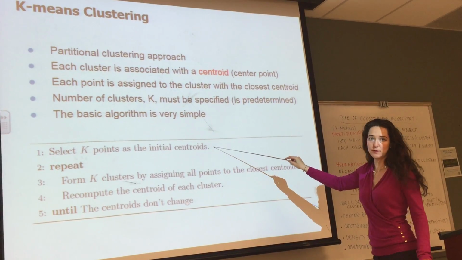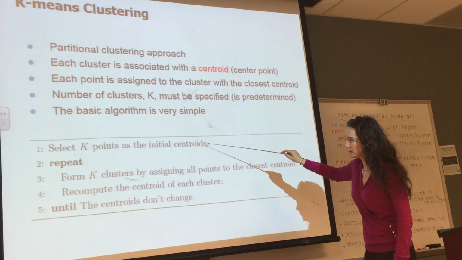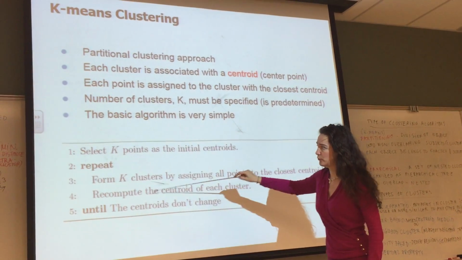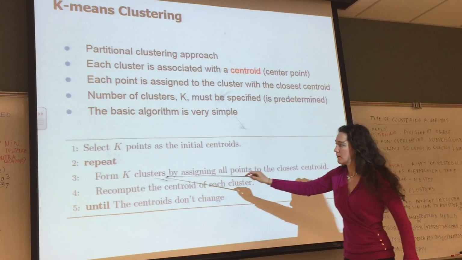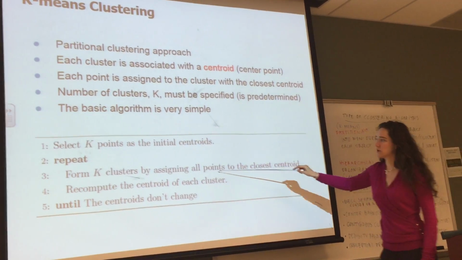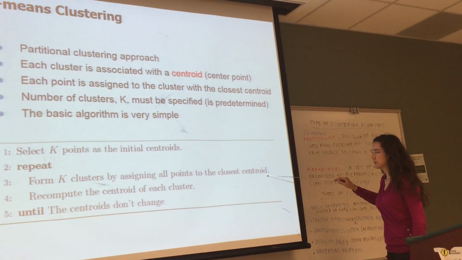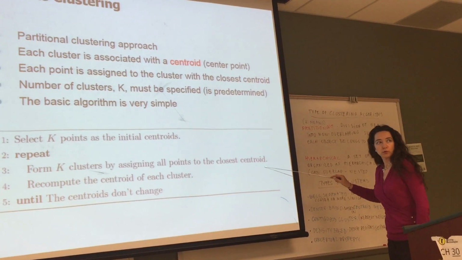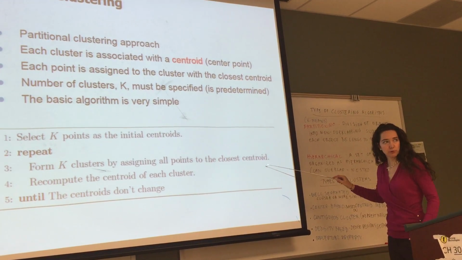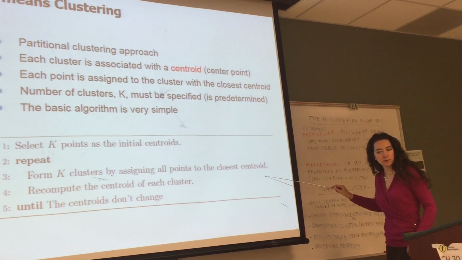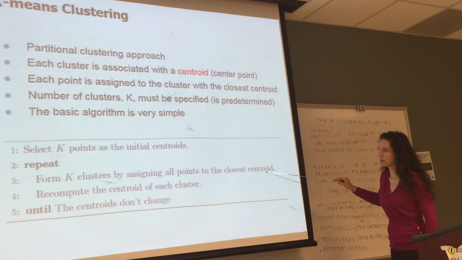So select K points as the initial centroids. Like I said, that could be at random. After we've done this, we will repeat what? Form K clusters by assigning all points to the closest centroid. So we compute the distance to all the centroids, and whichever one is the closest, we assign the point in there.